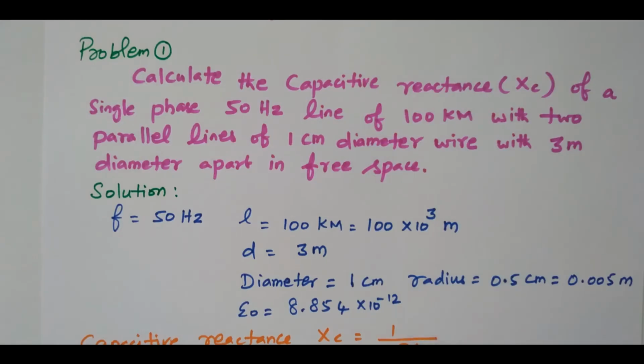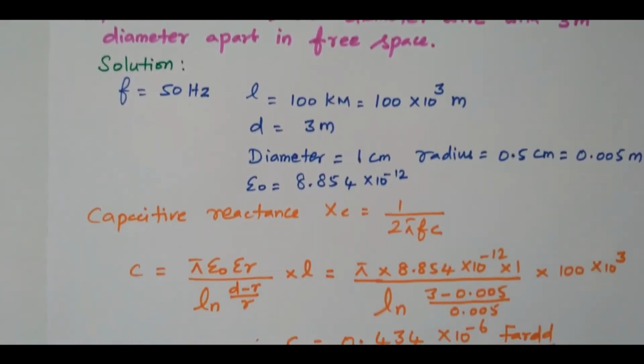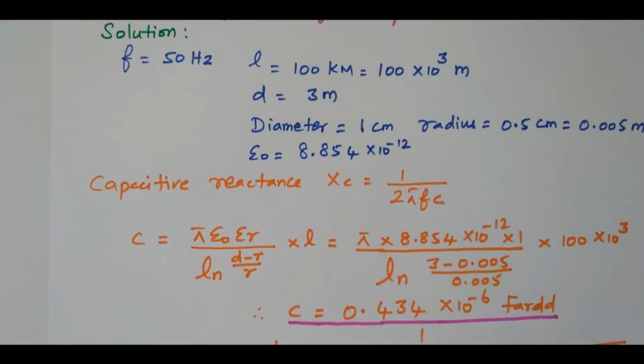Now we'll find the capacitive reactance. The capacitive reactance formula is 1 divided by 2 pi Fc. Here F is already available, 50 Hz, but the C value is not given. So first we will find the C value, and after calculating the C value, we can calculate the capacitive reactance. Right? What is the C value? Pi epsilon naught epsilon r divided by log d minus r by r. Just now we got this derivation. This is the total capacitance C.